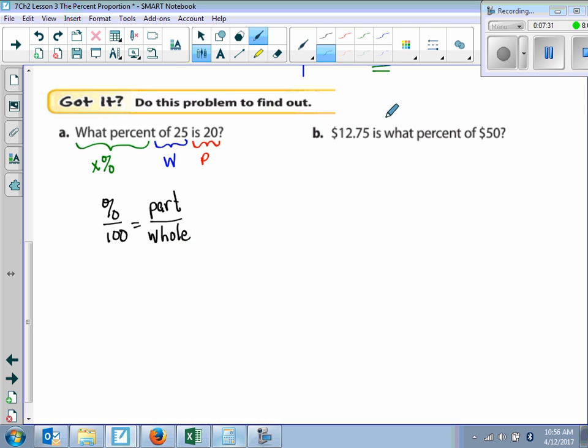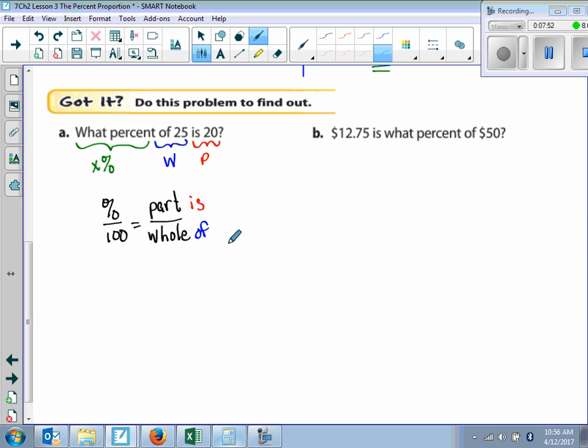Okay? Where, once again, the part is the "is" number. I'll write that in red. The part is the "is" number. And the whole is the "of" number.